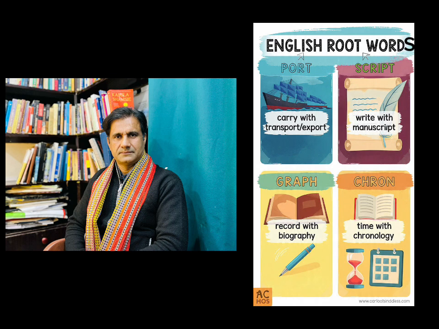If we take another example, the root word chron means time. Examples: chronology, the order of events in time. Synchronized, meaning something happening at the same time, collectively, parallelly. Chronic, something lasting for a long time. These are all different words referring to time. So the root word chron means something about time.